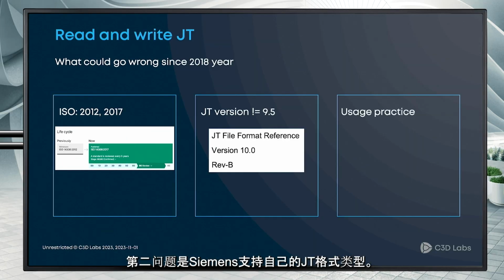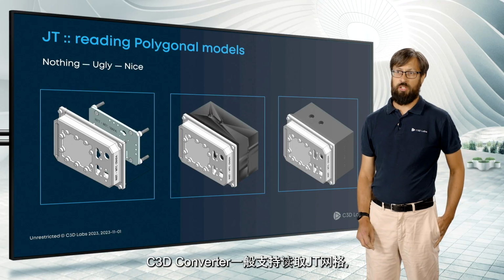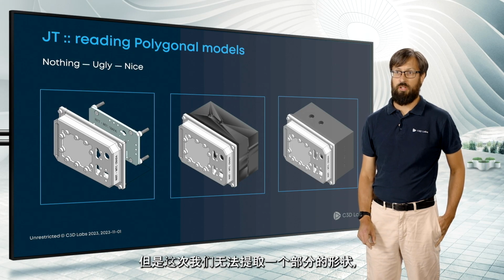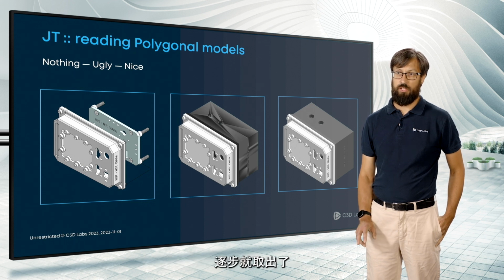Second, Siemens supports its own branch of JT format. Third, different applications have different expectations from data written into files, and that also should be taken into account. C3D Converter supports reading meshes from JT as long as it supports this format. This time we could not extract the shape of one part. Gradually, step by step, we managed to get the first shape of a part and then the normals.